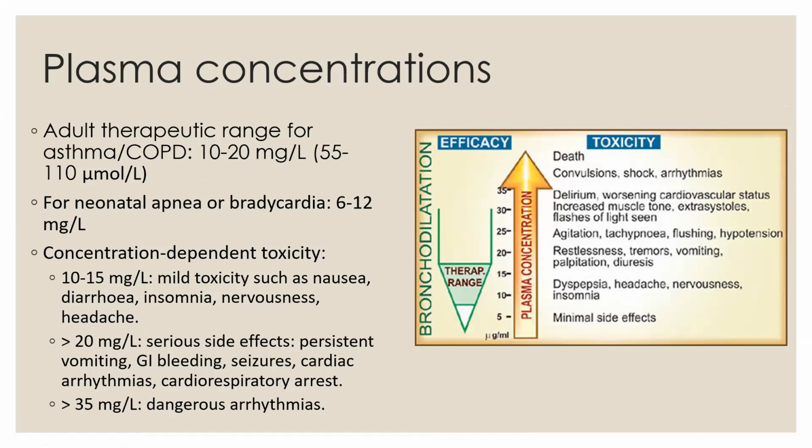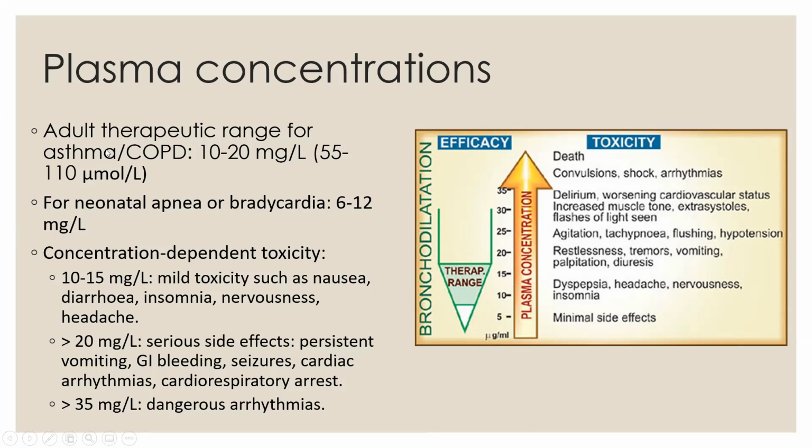The relation between the plasma concentrations and its toxicity or therapeutic action, yeah, the adult therapeutic range for asthma and COPD is 10 to 20 milligram per liter. Yeah. Now, in the UK, they also use micromole per liter. Yeah, so it's 55 to 110 micromole per liter. For neonatal apnea or bradycardia, it is 6 to 12 milligram per liter.